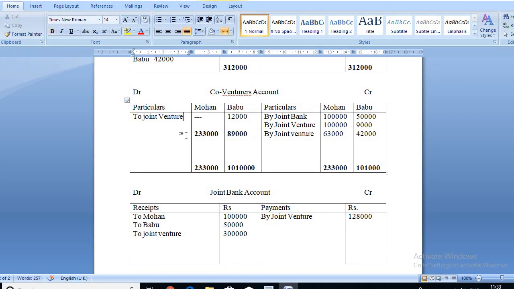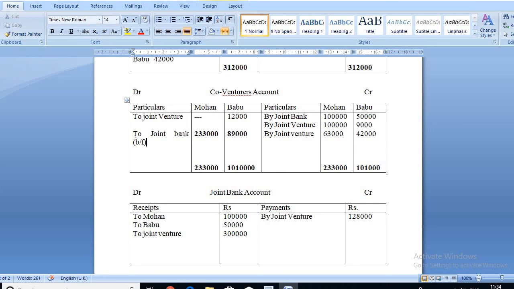So this is the final settlement made to Mohan and Babu. After completing the business, Mohan will get a final settlement of 2,33,000 and Babu will get 89,000. This is the balance figure. Who will make the final settlement to Mohan and Babu? The joint bank. So to joint bank, this is the balancing figure. Now the co-venture account is over.